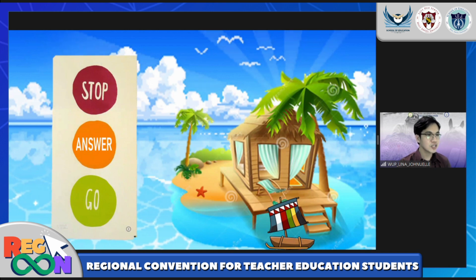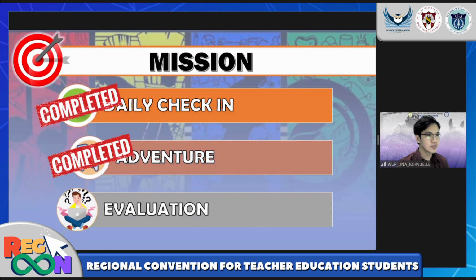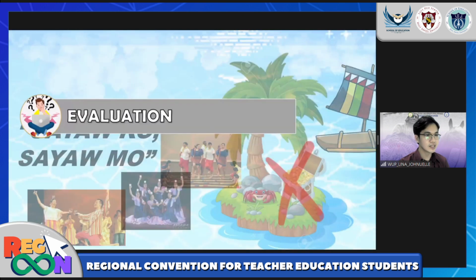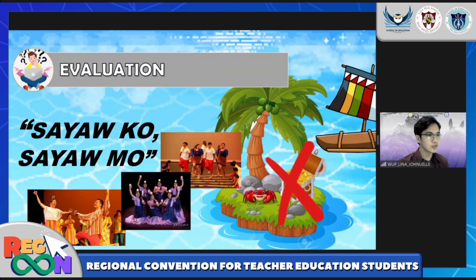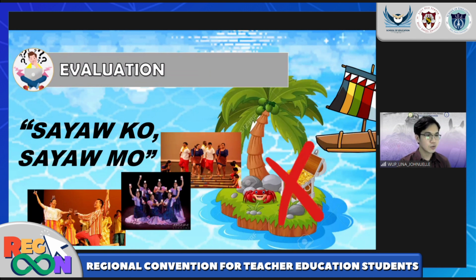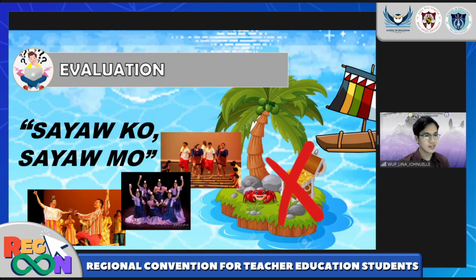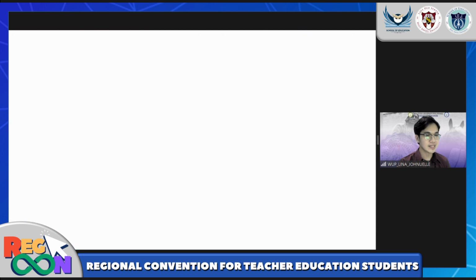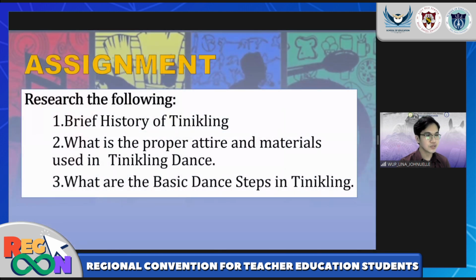Lastly, the division evaluation consists of the teacher's formulated assessment anchored to the lesson objectives. In this case, Sayaw Ko Sayaw Mo is a comprehensive authentic assessment that requires the learners to perform folk and ethnic dance. Evaluation can also integrate an assignment that will further aid the students' comprehension of the lesson.